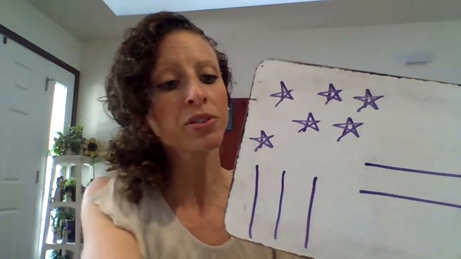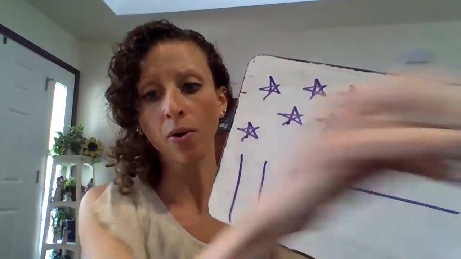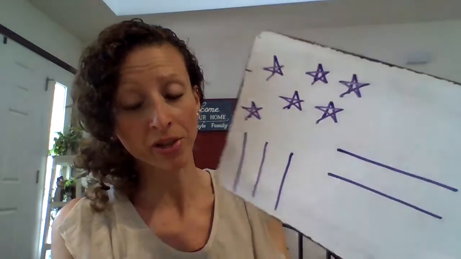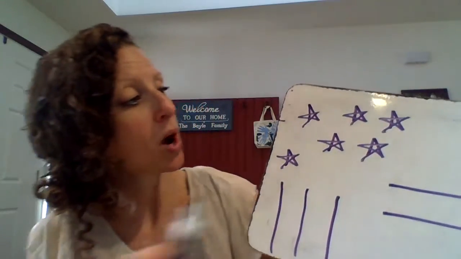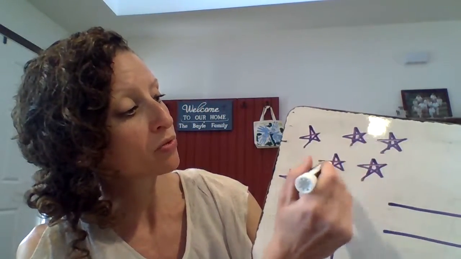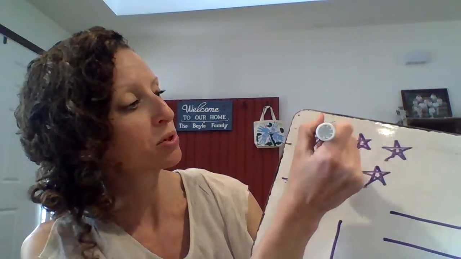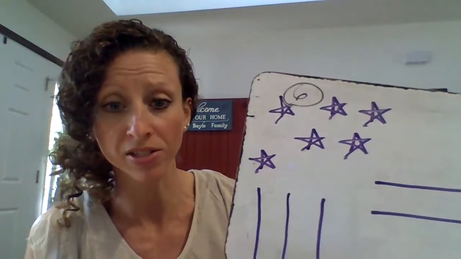So I'm going to take these stars. The very first thing I'm going to do is count how many total stars I have. That's always important to count your total first so that you know what you're working with, okay? So I have a total of 1, 2, 3, 4, 5, 6 stars. So I'm going to put a 6 up here so I don't forget that there are 6.